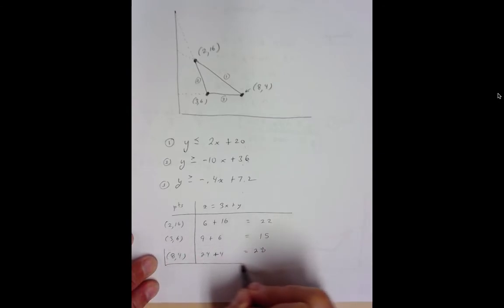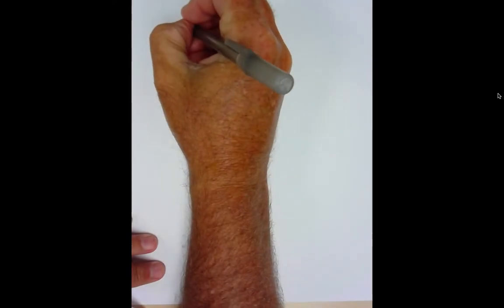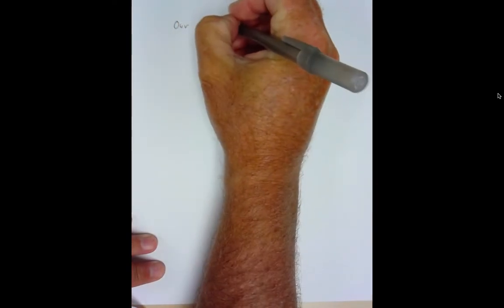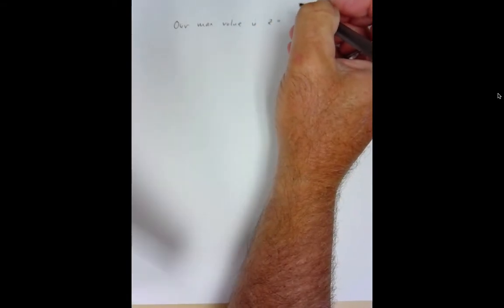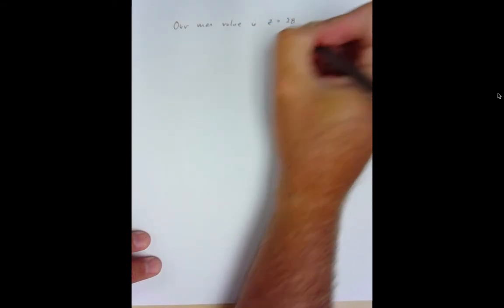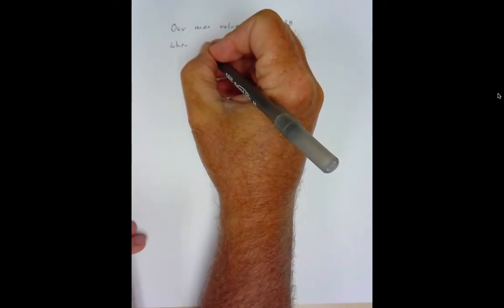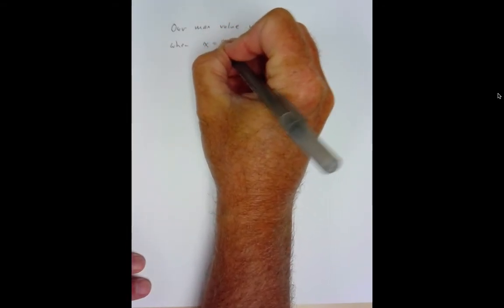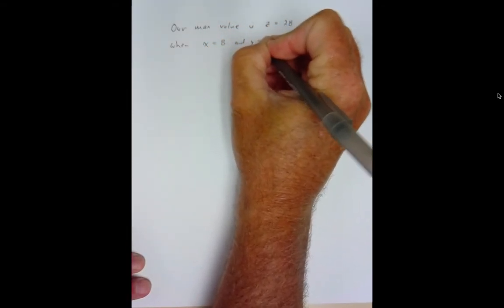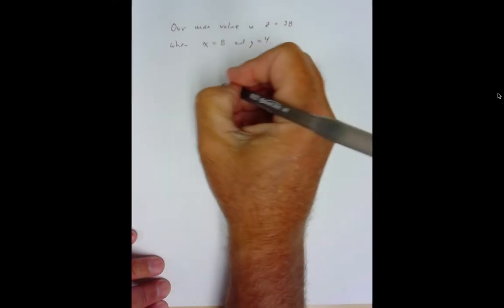So guys, the max value is 28, when x is 8 and y is equal to 4, right? Yeah. So guys, that's it.